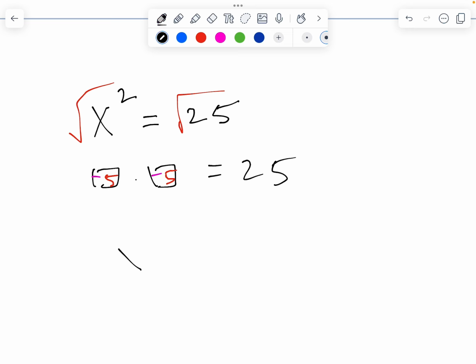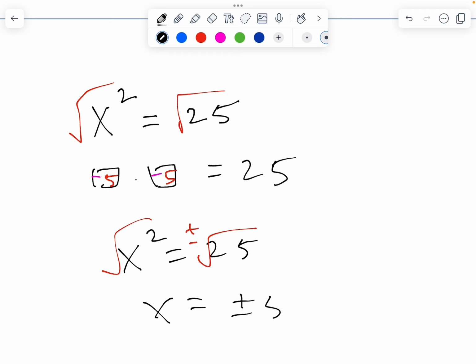So when you have something like this, x squared equals 25, you take the square root, but you add a little plus and minus. So here, when we're done, our answer is going to be x equals plus and minus 5. And that's another way of writing x equals 5 comma negative 5. Both of those mean the same thing.